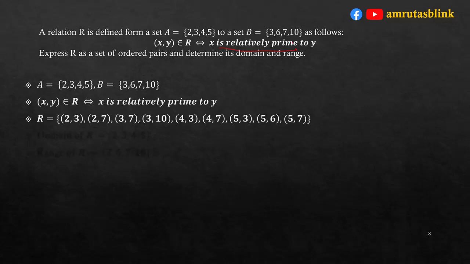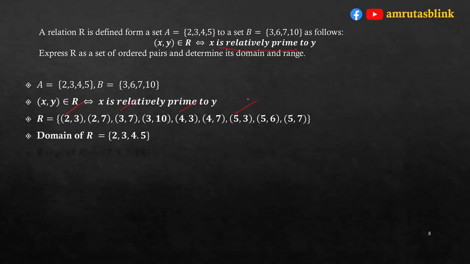So ultimately we have found (2, 3), (2, 7), (3, 7), (3, 10), (4, 3), (4, 7), (5, 3), (5, 6), (5, 7). These are pairs which don't have any factor in common; that is, they are relatively prime to each other. So R = {(2, 3), (2, 7), (3, 7), (3, 10), (4, 3), (4, 7), (5, 3), (5, 6), (5, 7)}. Now the first element from all these ordered pairs will be 2, 3, 4 and 5.